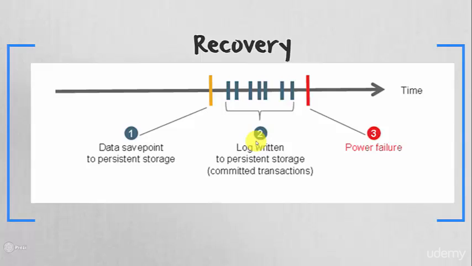There are 3 different types of recovery. One recovery is what we just spoke about. The second recovery is point in time recovery. Let's say you have a power failure at 2 a.m.